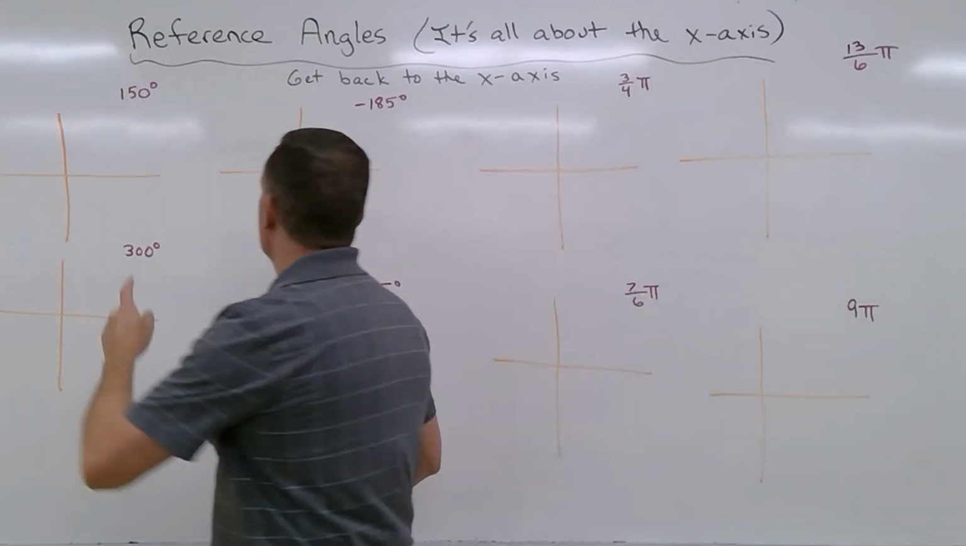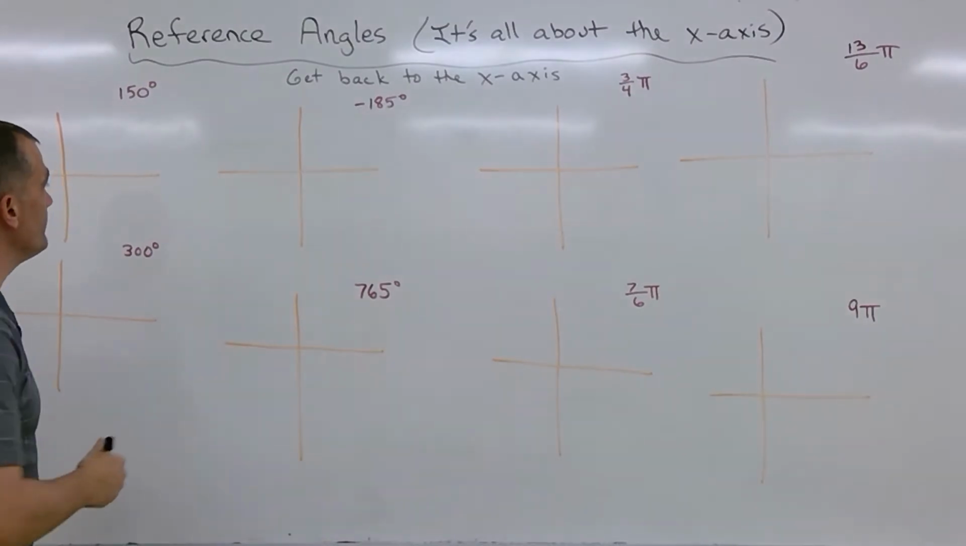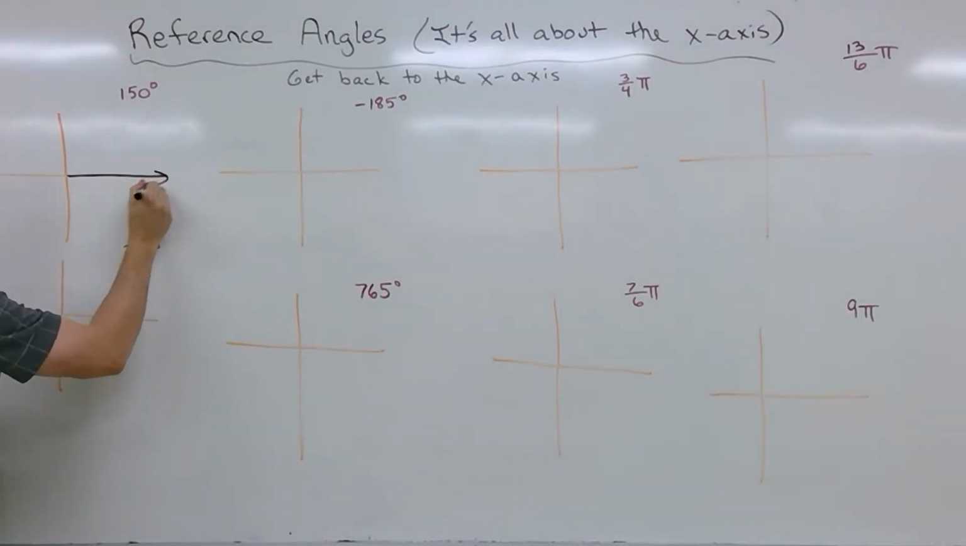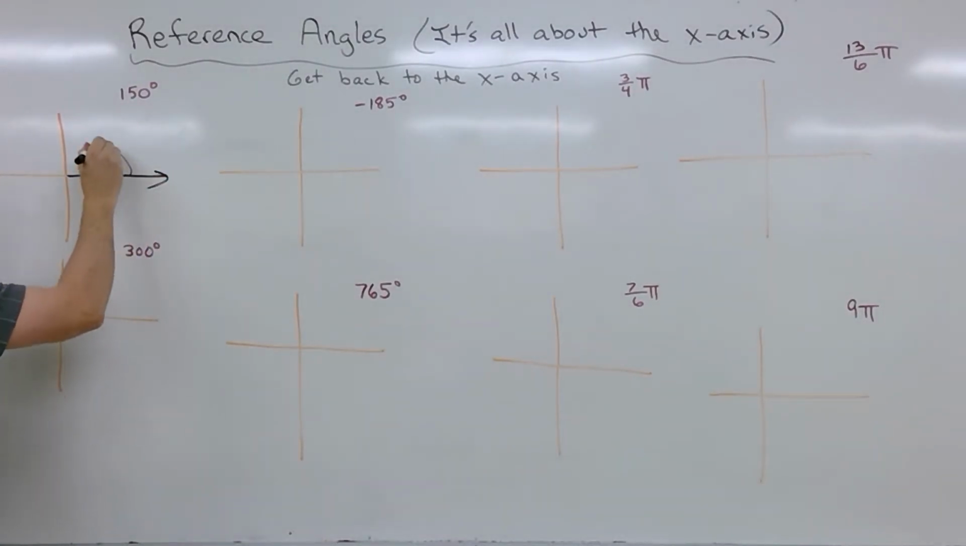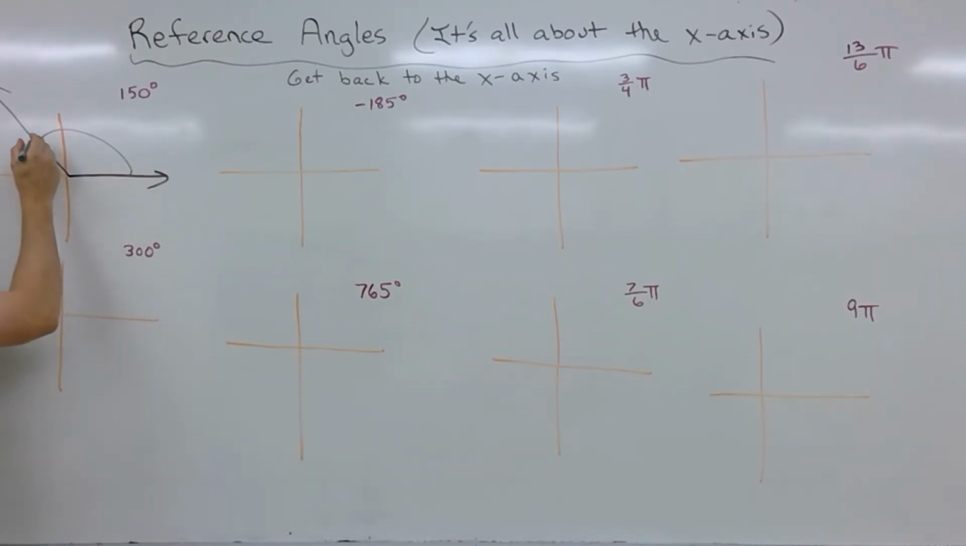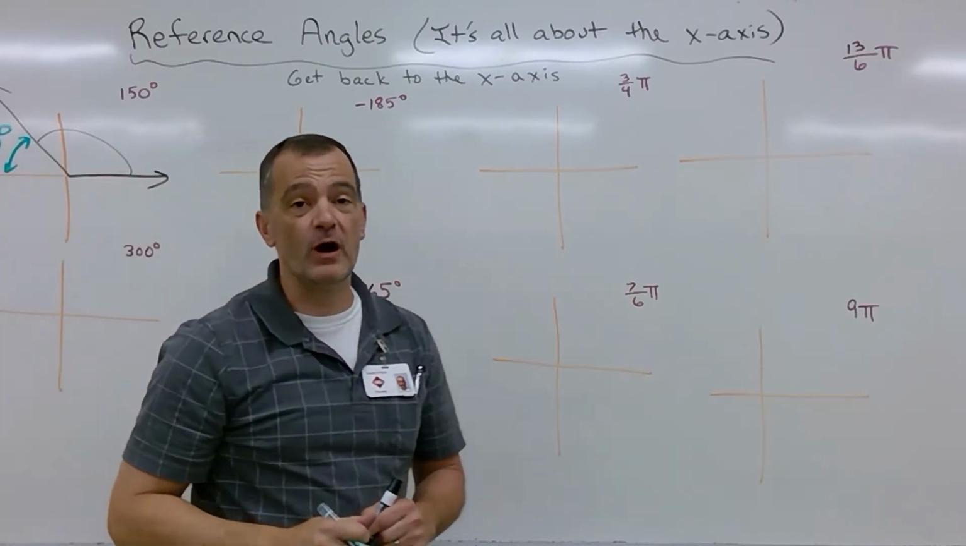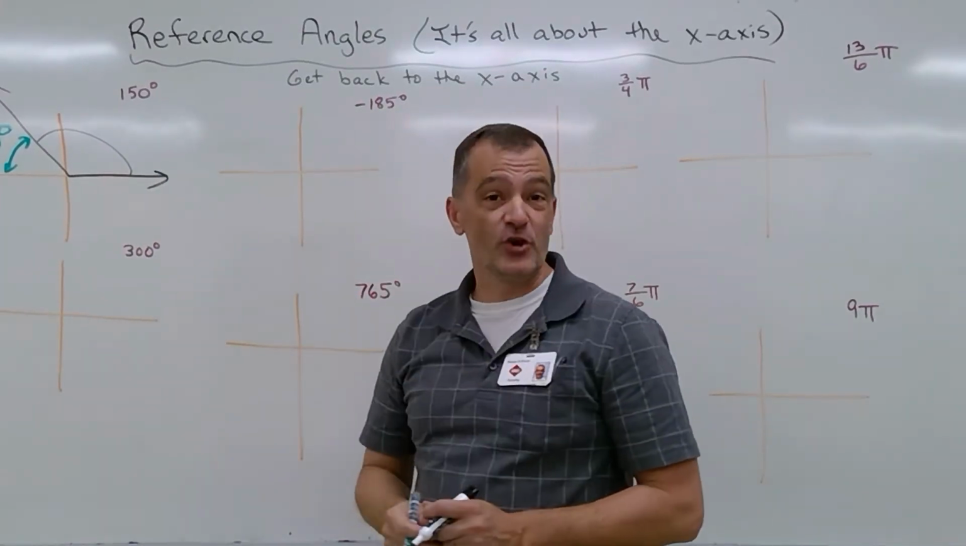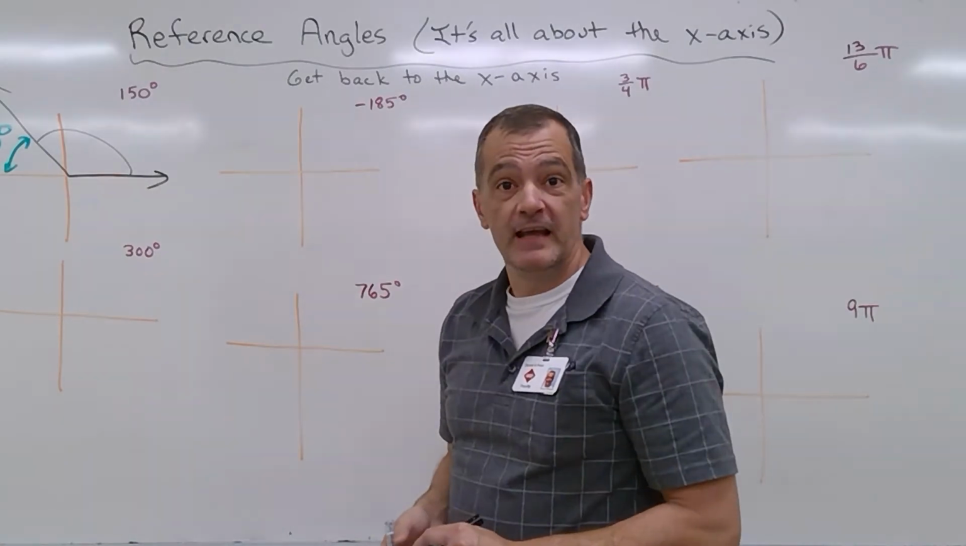Let's get it on. So, a 150-degree angle. A 150-degree angle in standard position starts here and opens up just like that. So what we want to do is get back to the x-axis. So the reference angle for 150 degrees would simply be from 150 to the x-axis, which is 180, so 30 degrees. The reference angle to a 150-degree angle is 30 degrees. It's that simple.